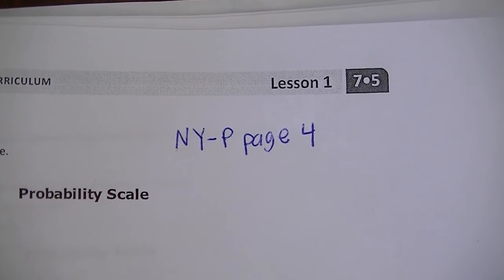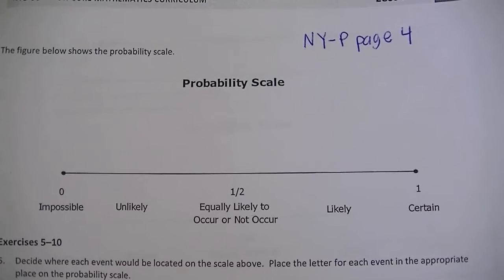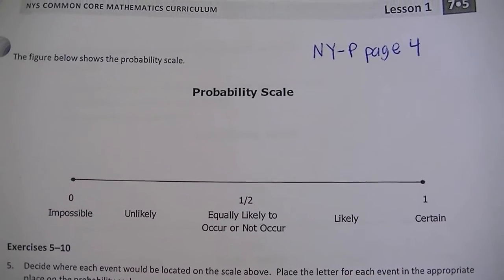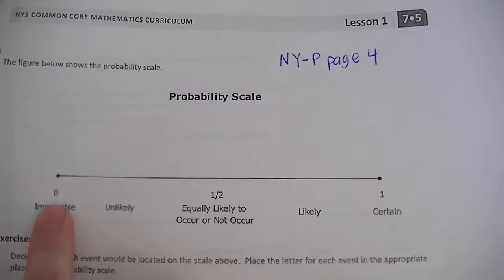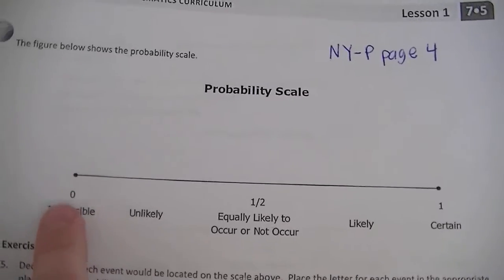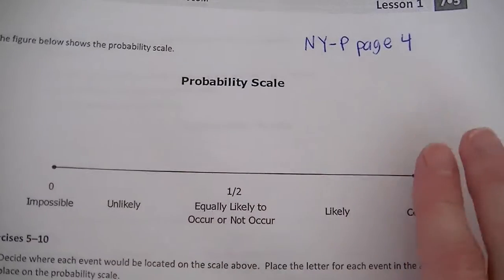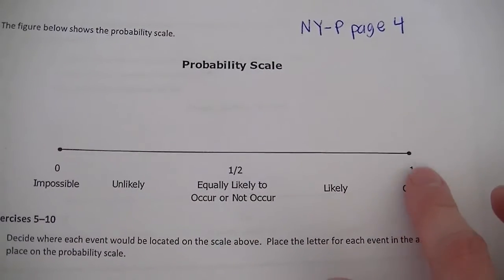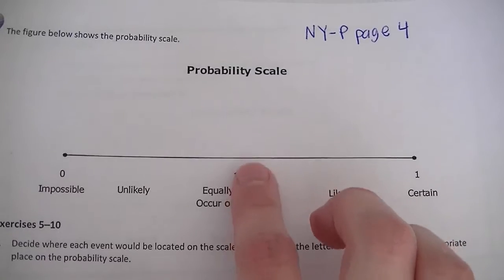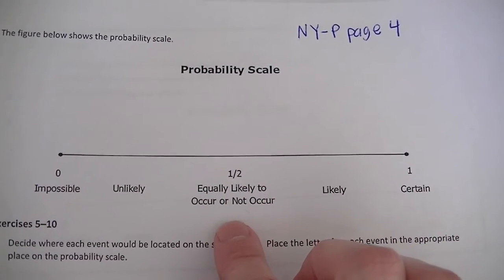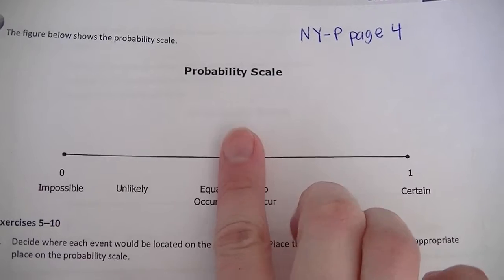This video is going to show you how to do page 4 out of your math book. So you'll see right here that we've got the probability scale that we've talked about previously. And just to refresh your memory, right over here on the left-hand side of the probability scale, these events would be impossible to happen. And then on the other side of the probability scale, these events would be certain to happen. And right in the middle, it's equally likely to occur or not occur. So somewhere in the middle is how you describe those.